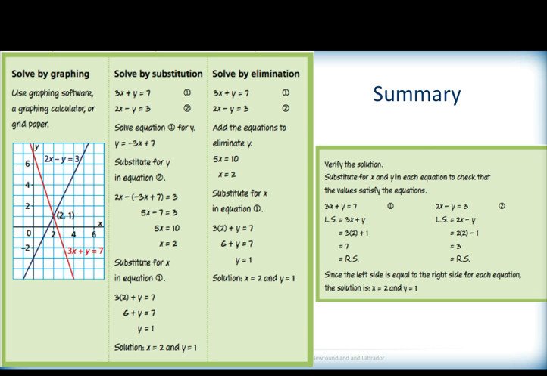No matter what method you choose, it is a great idea to verify the solution. If you're going to use the substitution or the elimination method, you can substitute for x and y in each equation to check that the values satisfy both equations. And by doing this, you're checking to see if the left-hand side equals the right-hand side. And if your solutions actually do satisfy your equations, then you know for sure that your solution is correct. Also, keep in mind that when you solve by graphing, you will only get an estimation for your solution. It can be very difficult to read off the graph in an accurate way.